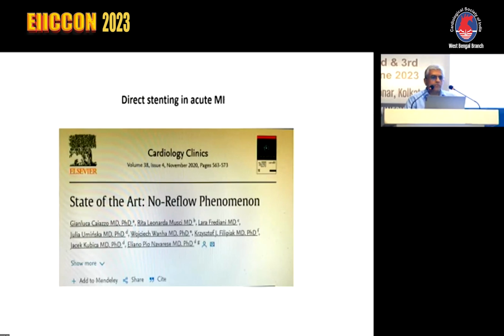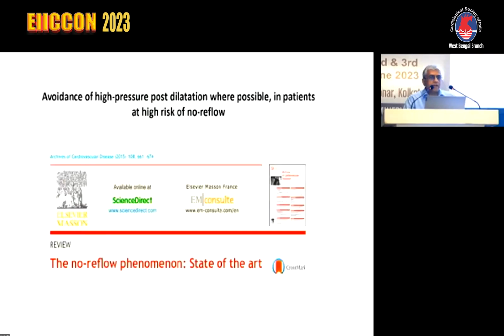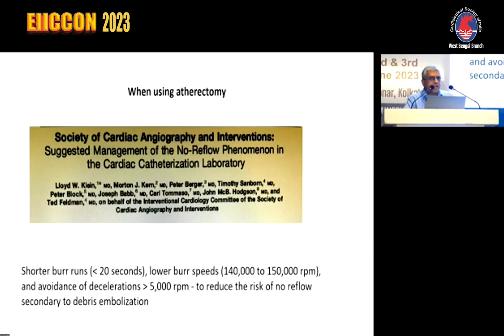And also we know direct stenting in acute MI would cause less embolization of the debris, and that would also result in reduced no reflow. And if you avoid high pressure post-dilatation with balloon in patients who are at high risk of no reflow, then it's very obvious there would be less embolization and better chances of reflow. And if you're using rota, you always try to use shorter burr runs and lower speeds and avoid decelerations, especially in patients who are at high risk of no reflow.